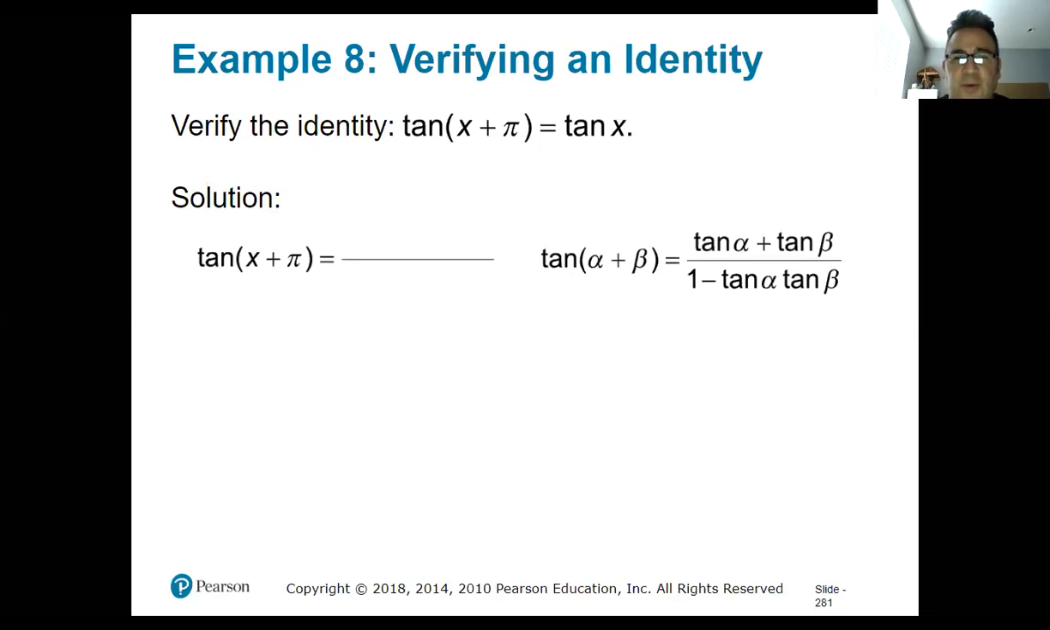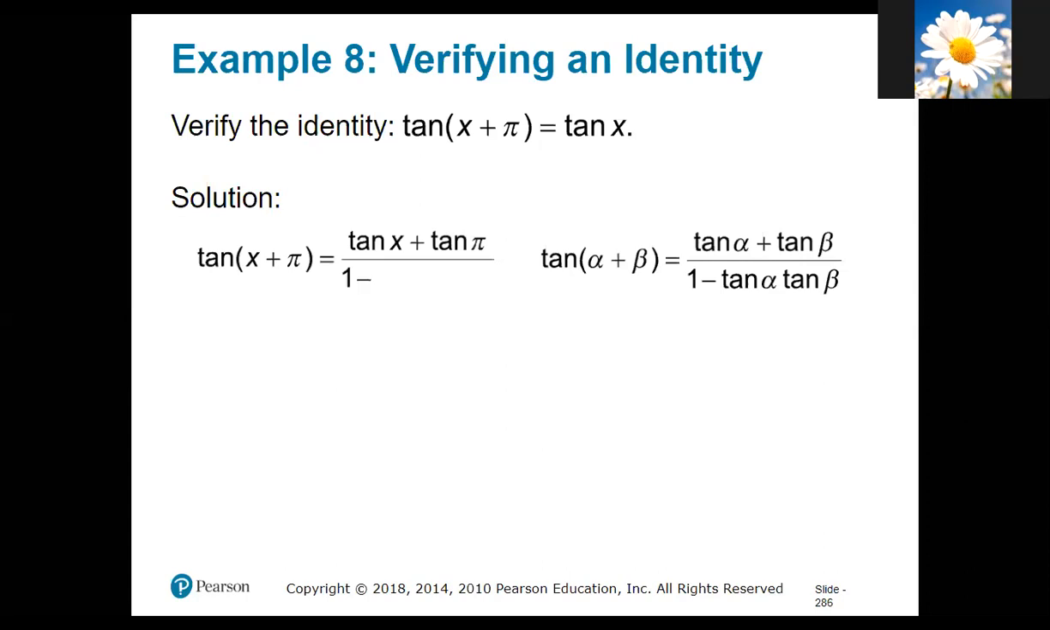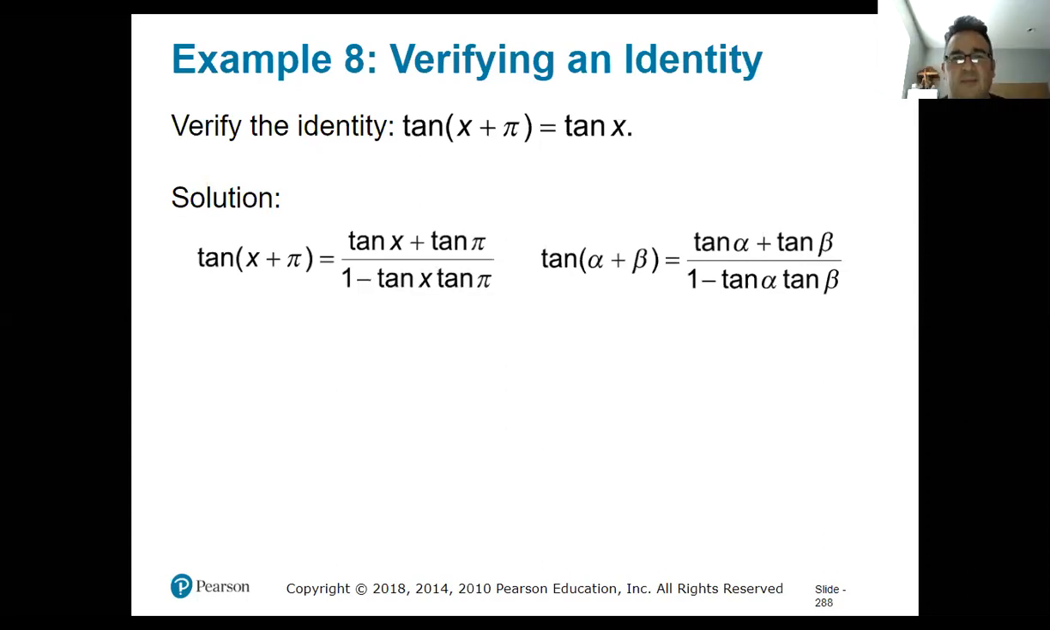My numerator would be what? Well, look at the formula and look at what you have there. Alpha is what value? Alpha is x, and beta is pi. So rewrite it first, right? So it would be tangent of x plus tangent of pi over 1 minus tangent of x times tangent of pi. Good job. Got the idea?